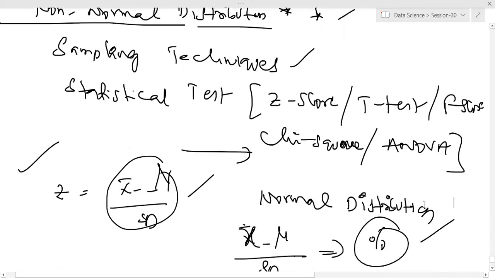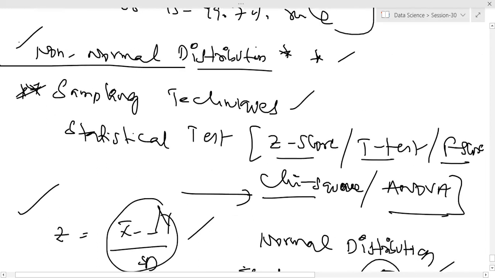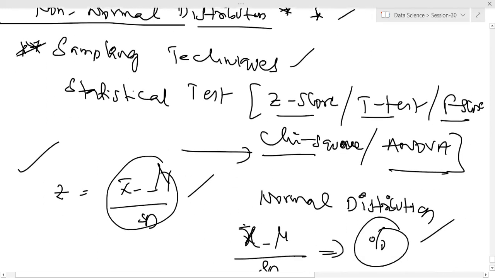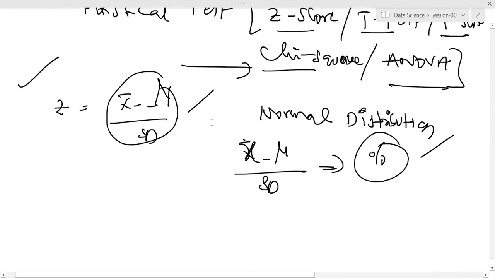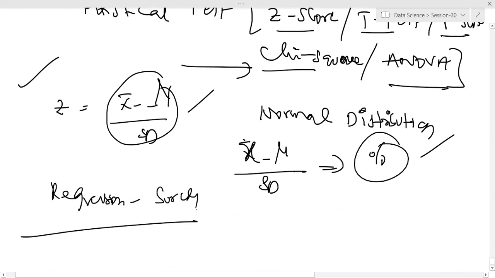However, we are going to talk about the ANOVA model, chi-square, F-score, T-test, and Z-score, just a glance of that. But we will focus on the sampling techniques, friends. Maybe tomorrow, after completion of non-normal distribution, we are going to talk about sampling techniques in between. The regression model is going to be explained by our Suresh. That is all, guys.